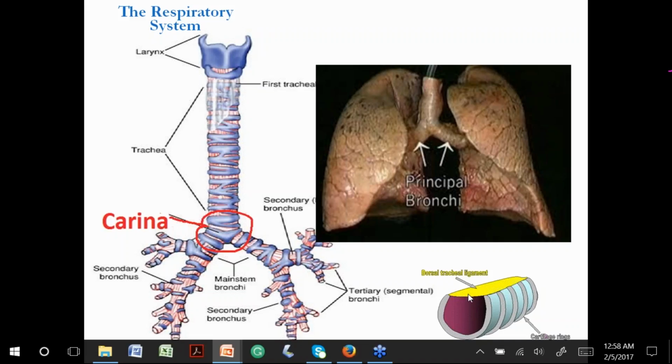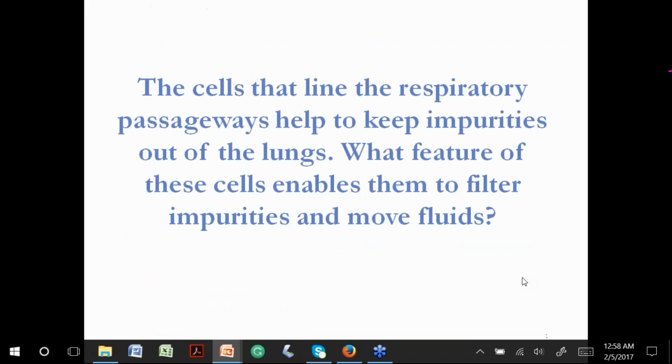So that is, it made it in the way that the esophagus cannot find any restriction for the peristalsis when they go towards the stomach. Right? Nice. All right. So the cells that line the respiratory passage help to keep impurities out of the lung. What feature of these cells enables them to filter impurities and move fluids? Yeah, we are talking about the pseudostratified cells and the goblet cells, right? The cilia of the pseudostratified cells and the mucus of the goblet cells.